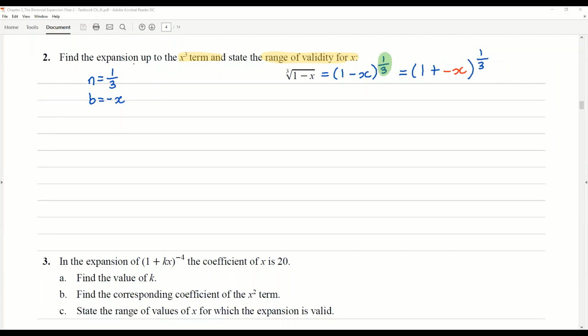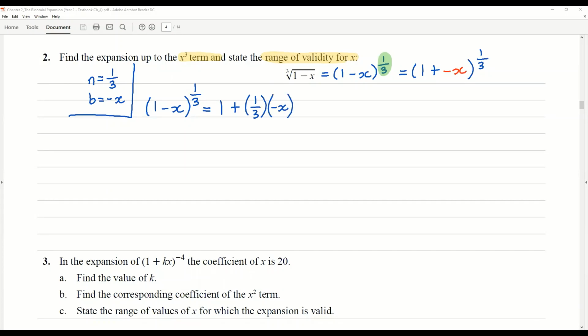All right, so I'll just box that off. So we have (1 − x)^(1/3) is equal to 1 plus nb. I just multiply my n and b together. That's 1/3 multiplying −x. So the first two terms are done.